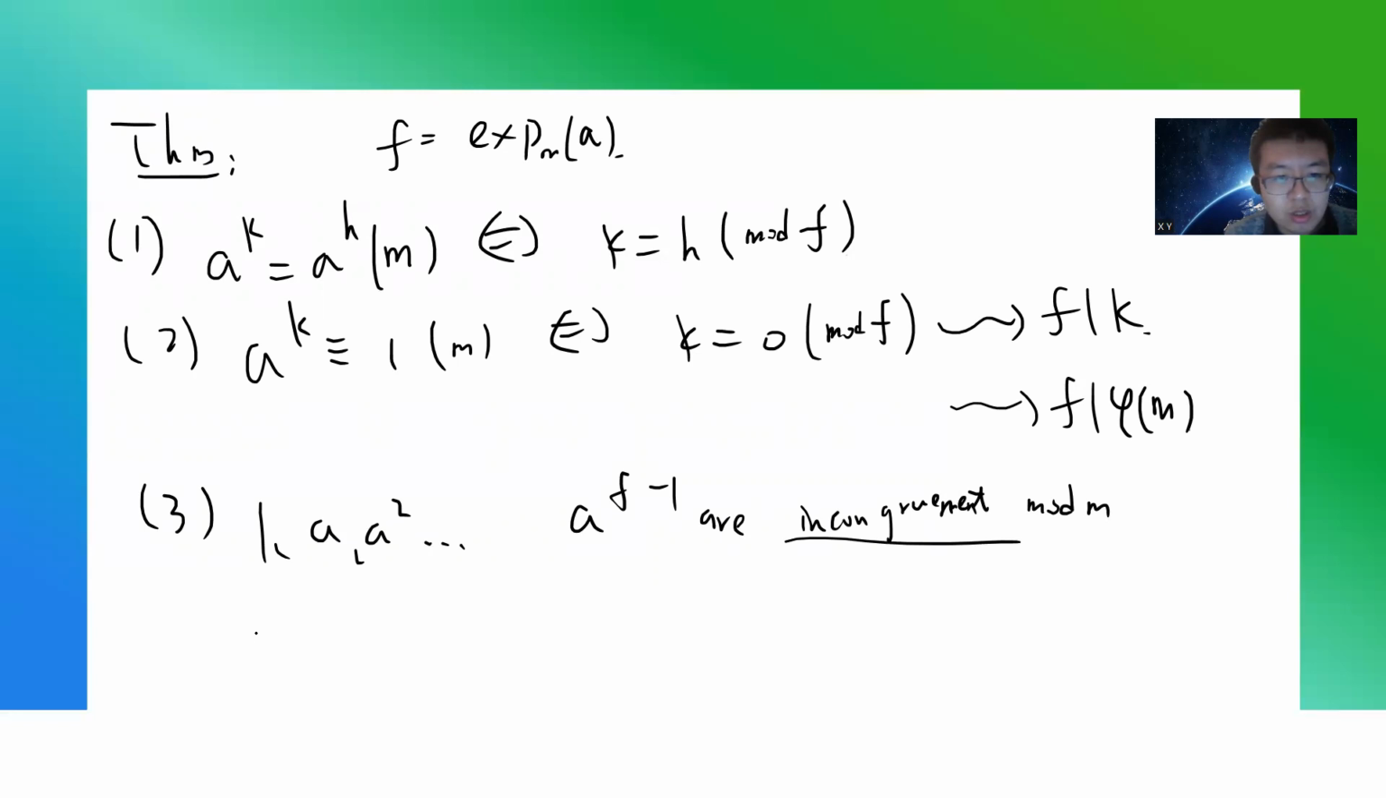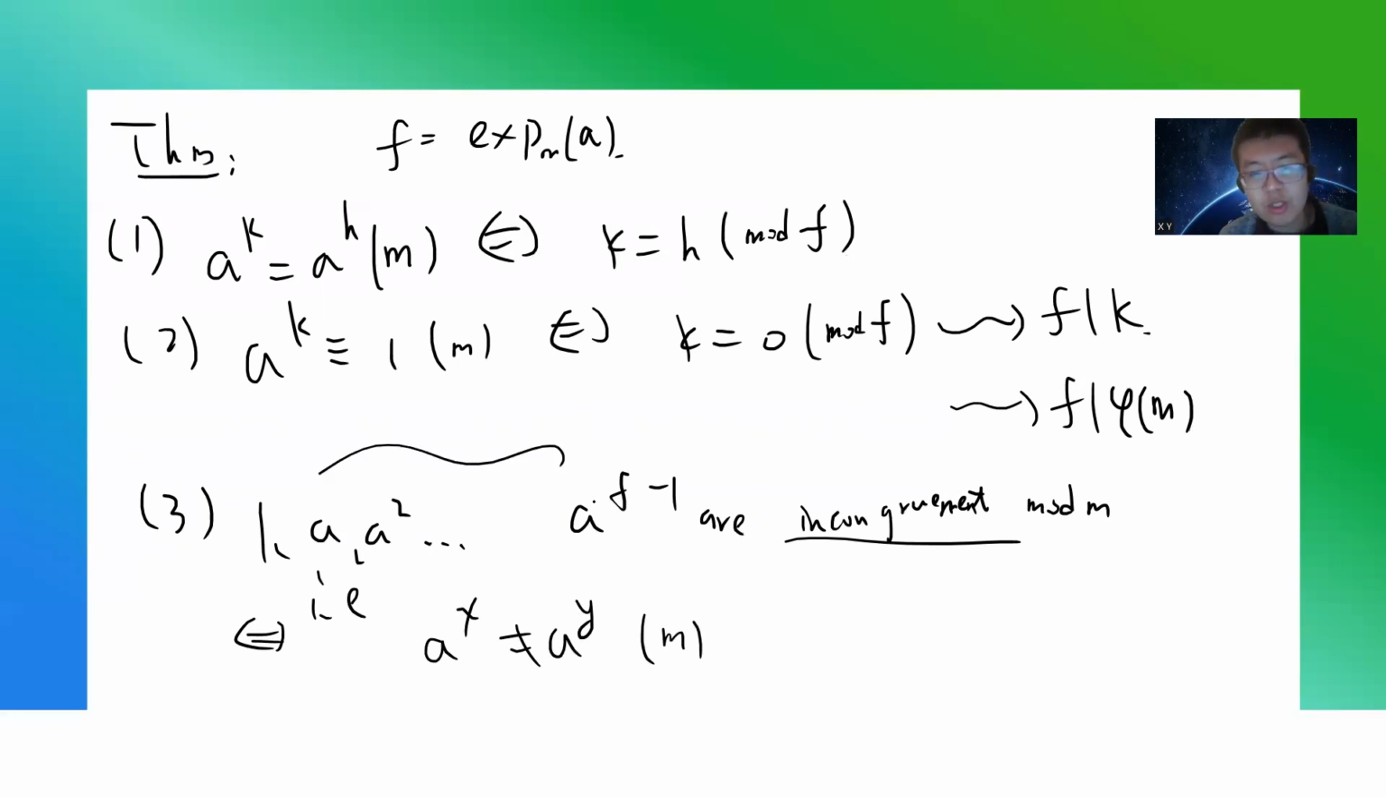Okay, so this means that a to the x never equals a to the y mod M when x, y are in this region. Okay, and these are somehow trivial, but let's maybe do some proof.